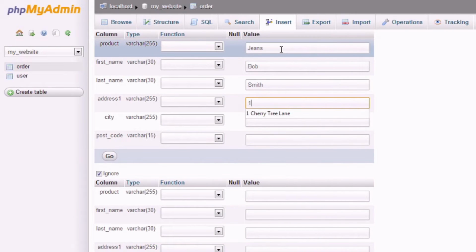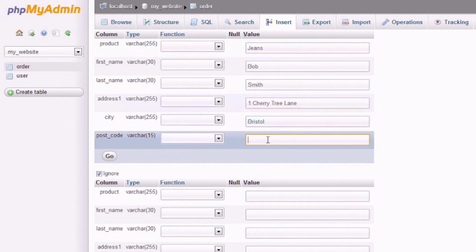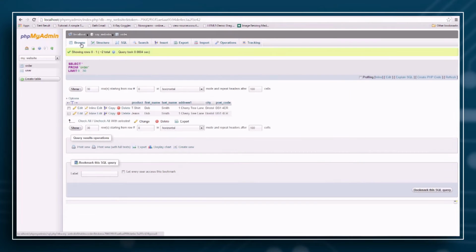Notice that we have to fill in a lot of the same data over and over again. Not good, especially if they have ordered lots of products. This is where the primary key comes in. Let's have another look at the design for our order entity.